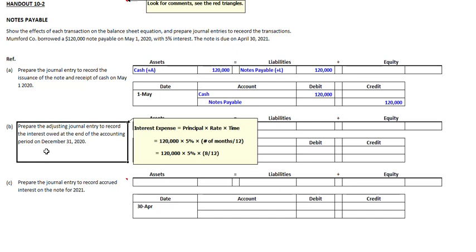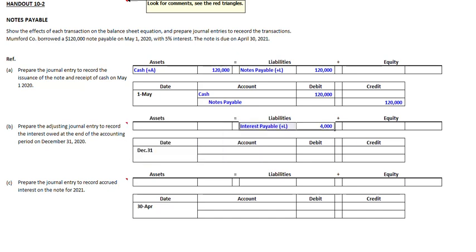So essentially we're taking the face value, multiplying it by the interest rate, and multiplying it by the fraction of the year the note was outstanding. So we've got interest expense of $4,000 and interest payable of $4,000. Again, we're not paying the bank today, but we've incurred a liability and need to record the expense. So we debit interest expense for $4,000 and we credit interest payable for $4,000.